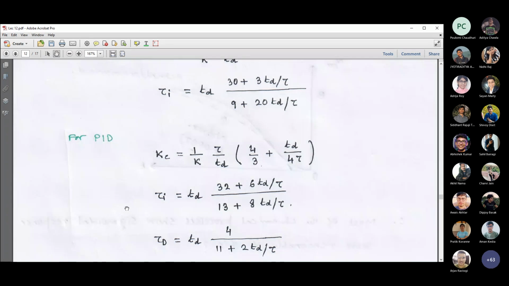In the next class, we'll discuss this method with an example. And now you can take a couple of minutes break. I will start the test from 11:20. This is the Cohen-Coon method. You can ask me if you have any question. Else, you take a break for about 8 minutes and we will start our test sharply at 11:20.